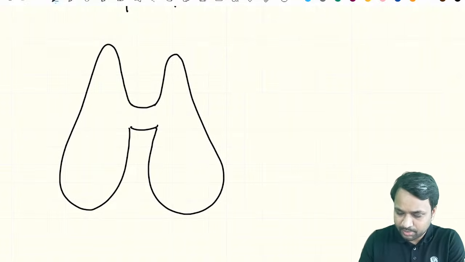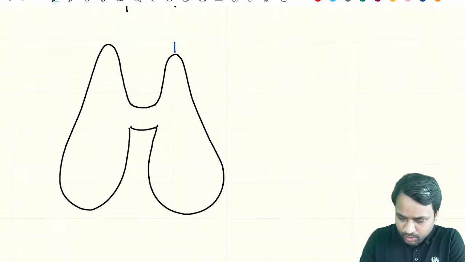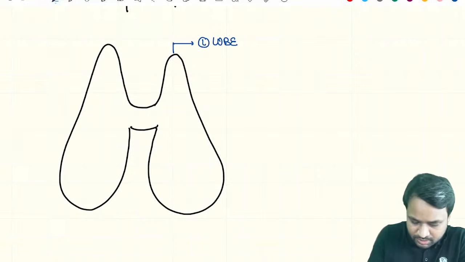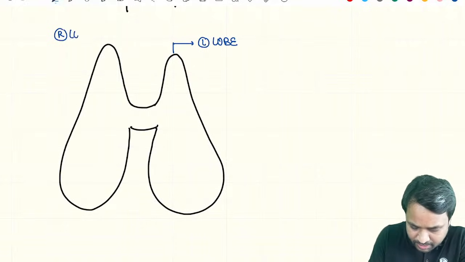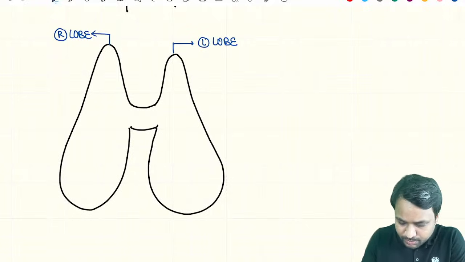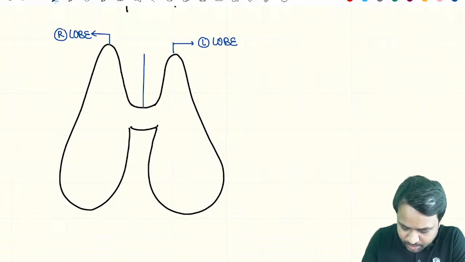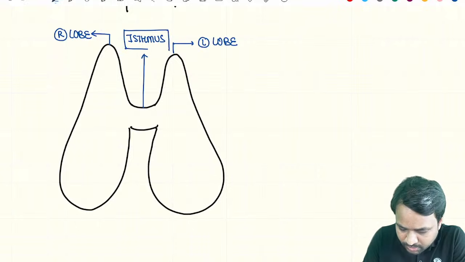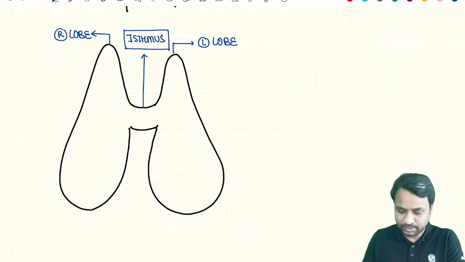Now if I simply label each segment, this is what we call the lobe of the thyroid gland, right? So this will be called the left lobe of the thyroid gland. This we would address as the right lobe of the thyroid gland, and the bridge between these two is what we call the isthmus of the thyroid gland.